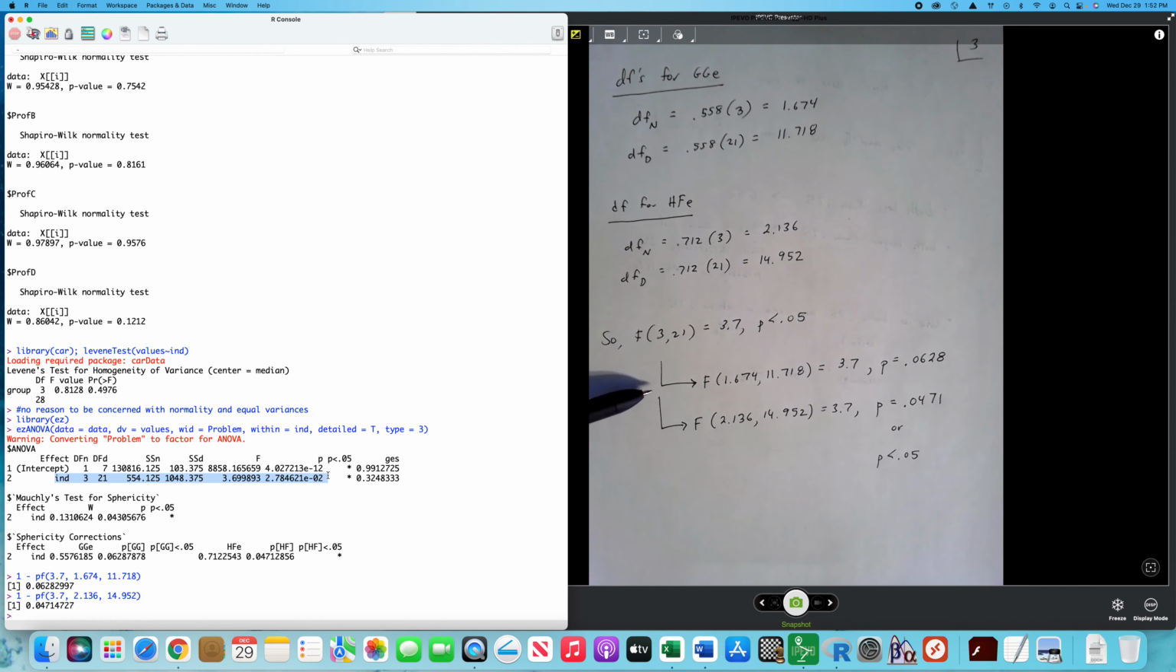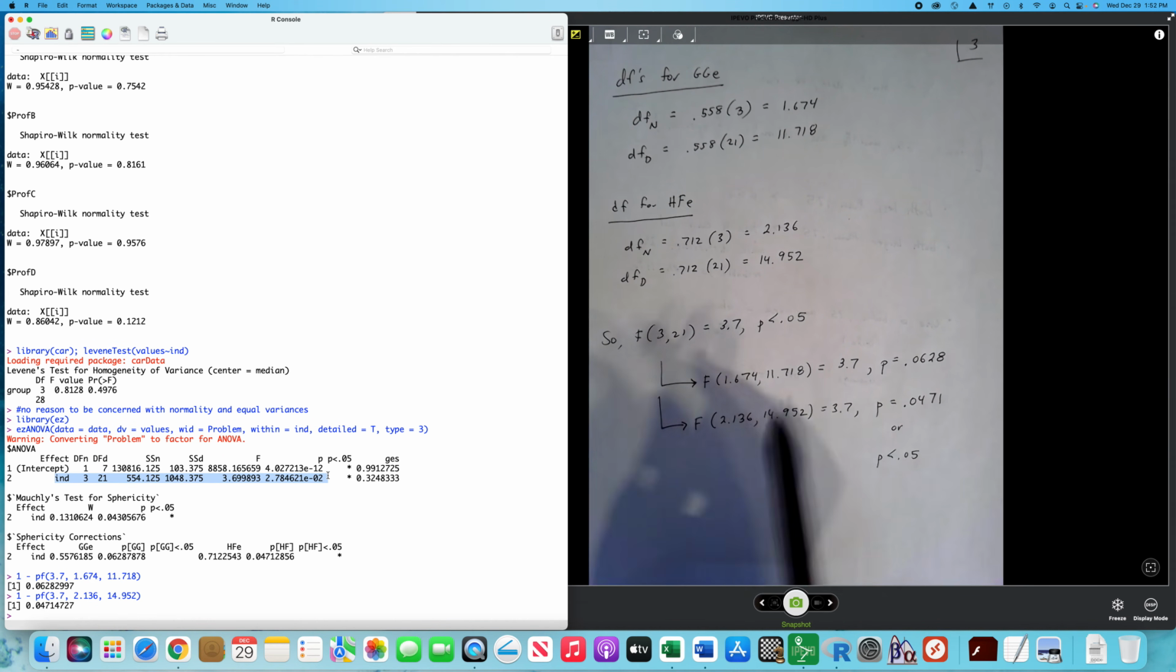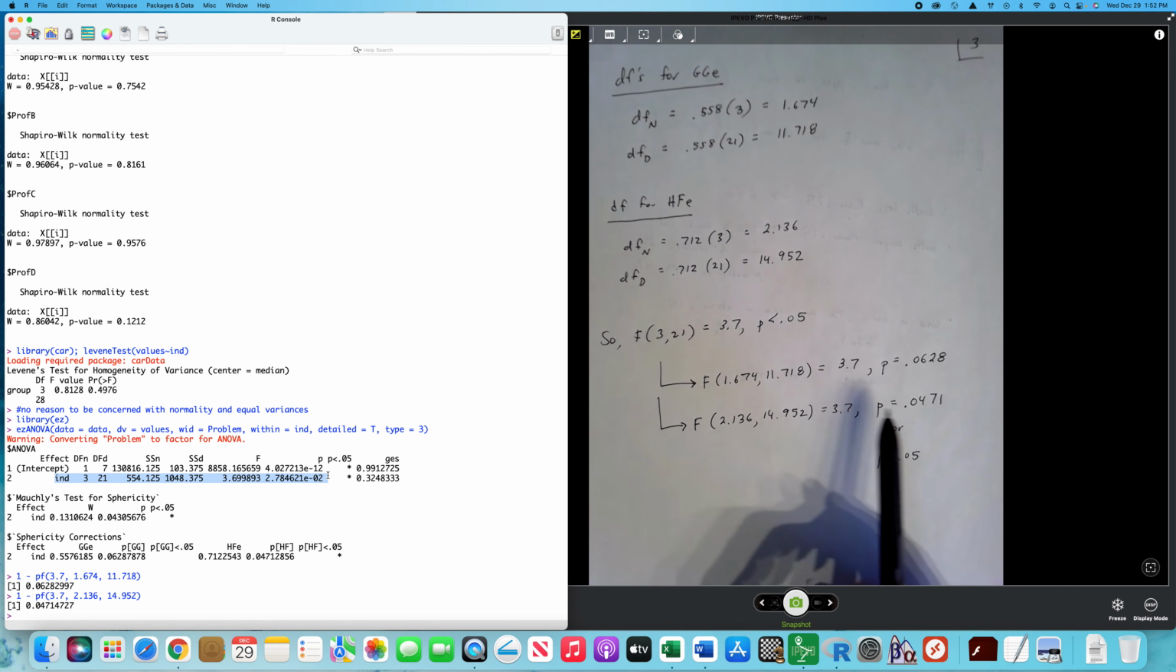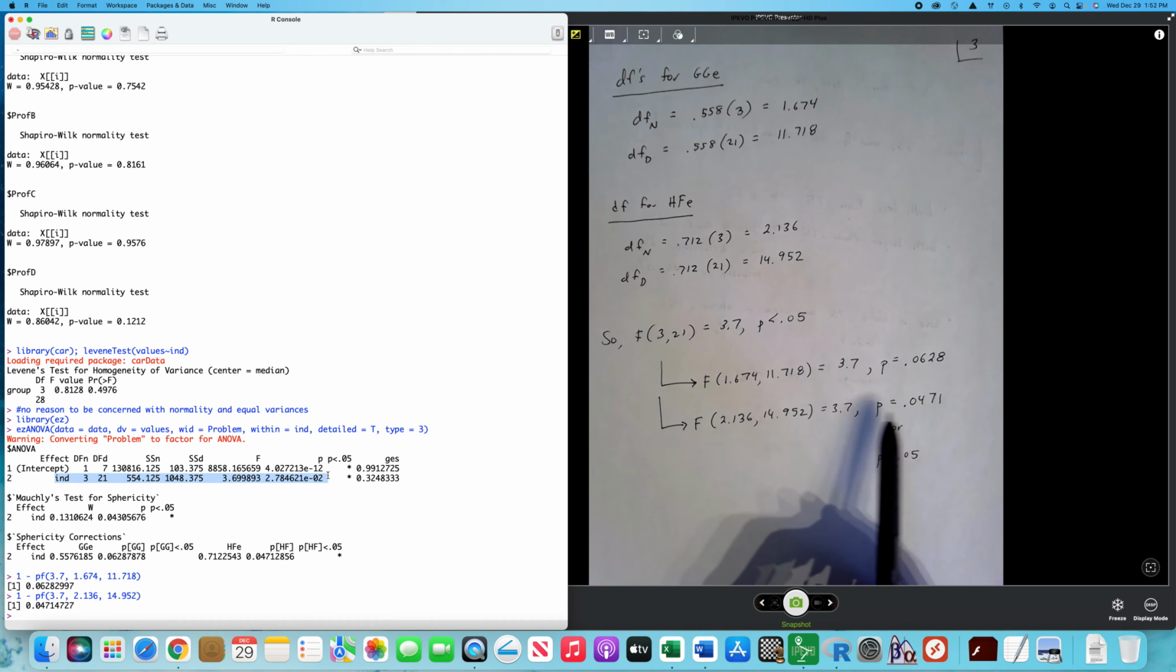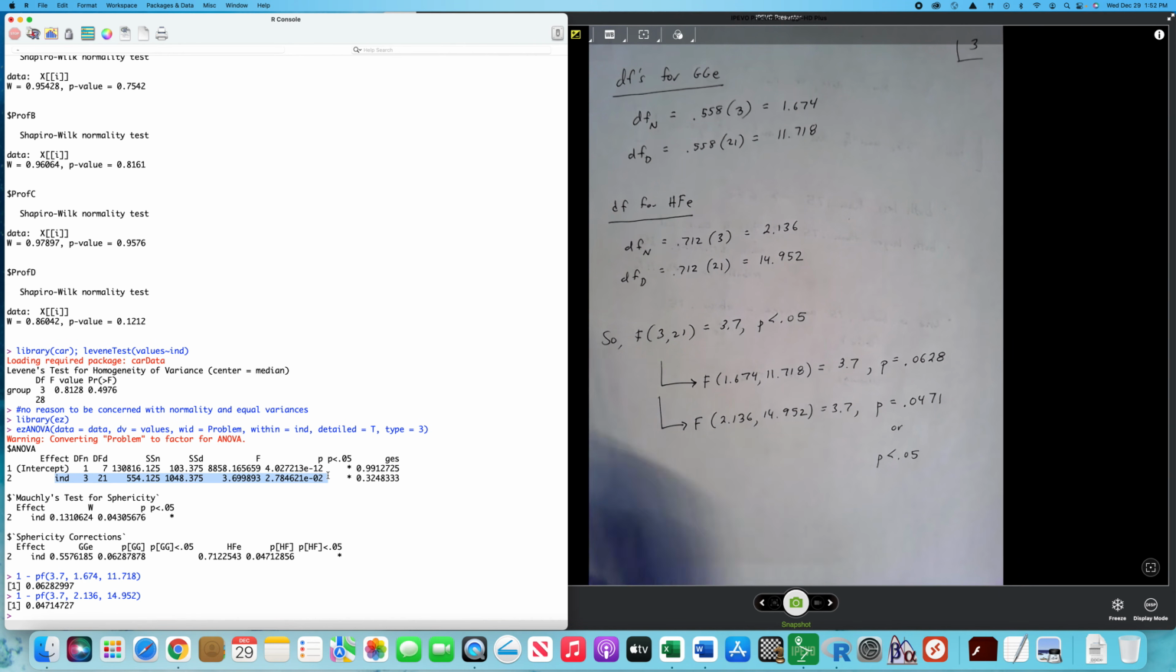When we adjust, when sphericity is violated, we have to choose one of these two. We do a new calculation based on the different degrees of freedom. This is for the GGE, this is for the HFE, and notice how the p-values have been adjusted. The F statistic doesn't change, but the p-values do because the degrees of freedom are changed.